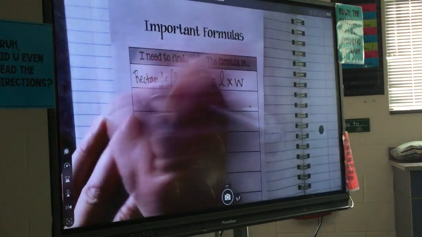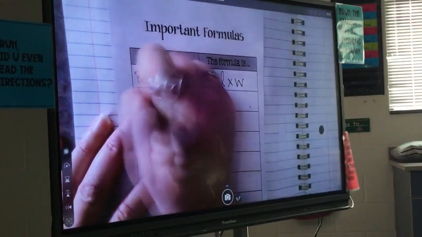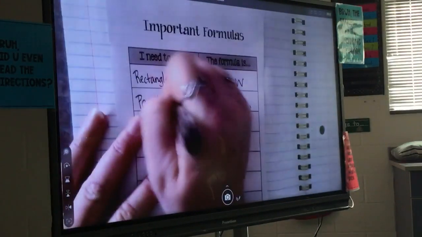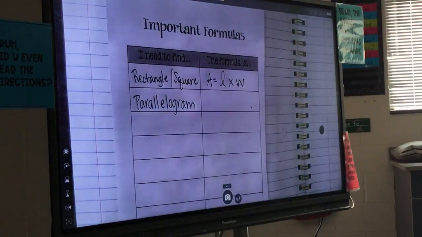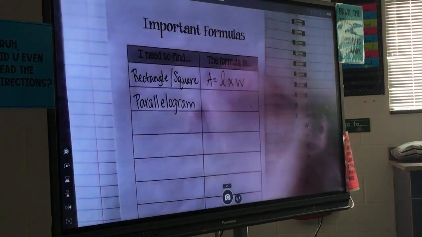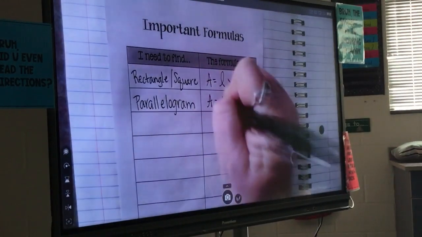So I need to find a parallelogram. What is the formula for a parallelogram? Again, look in your notes. Turn a page. Don't stare at me. I'm not going to give you the answer. Look in your notes. Silas. Area equals base times height.